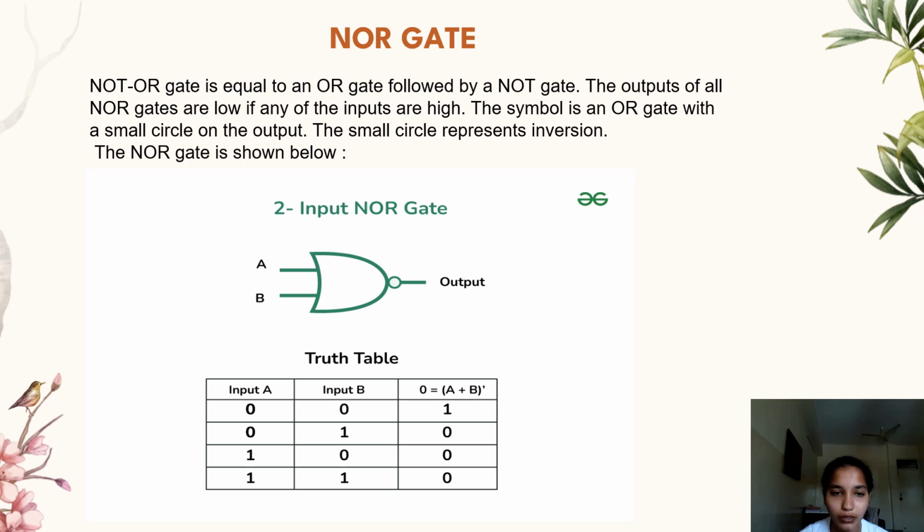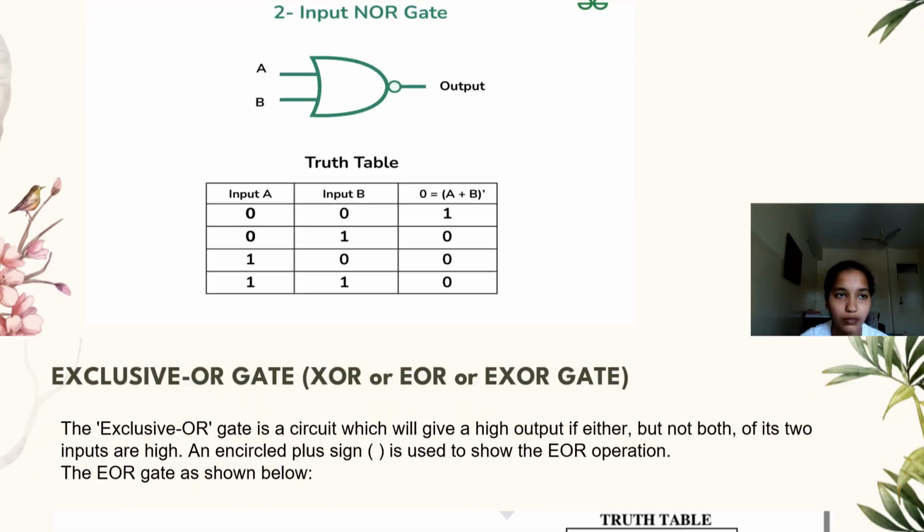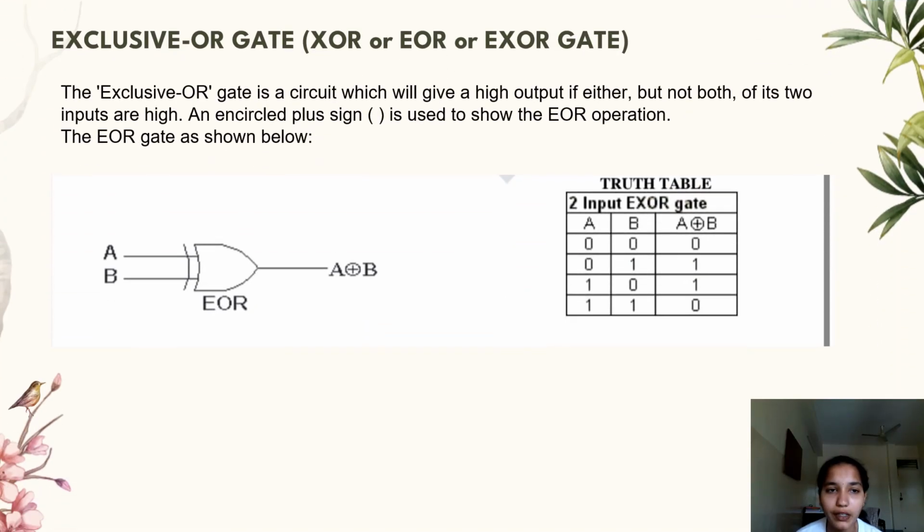Exclusive OR gate. The exclusive OR gate is a circuit which will give a high output if either but not both of its two inputs are high. An encircled plus sign is used to show the exclusive OR operation. The exclusive OR gate is shown below. If both the inputs are 0, the output is 0. If both the inputs are 1, the output is 0. If one input is 0 and the other input is 1, the output is 1.